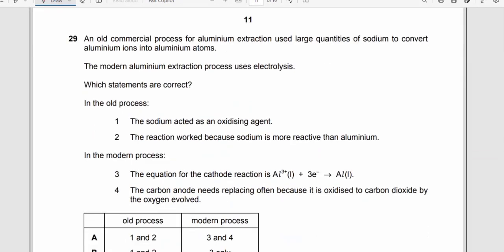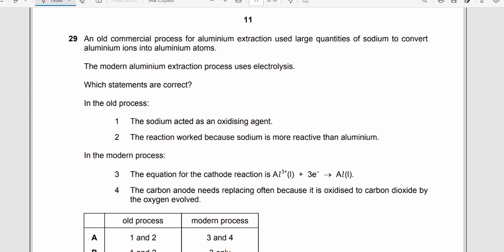An old commercial process of aluminum extraction used a large quantity of sodium to convert aluminum ions into aluminum atoms. The modern aluminum extraction process uses electrolysis. Which statements are correct? In all processes, sodium acted as the oxidizing agent.